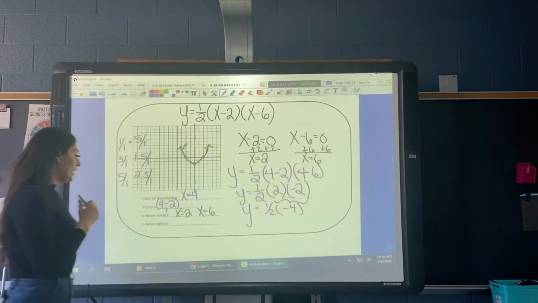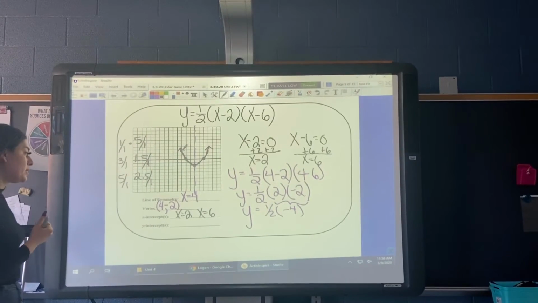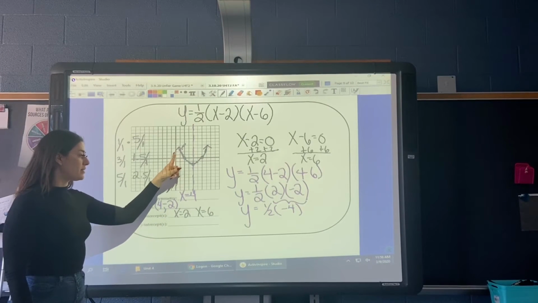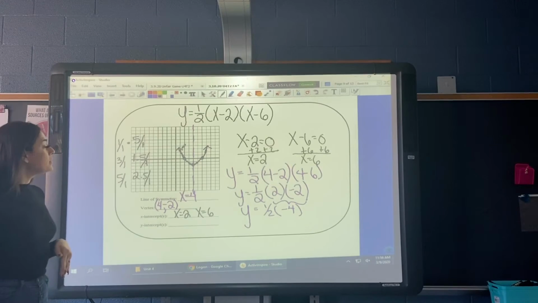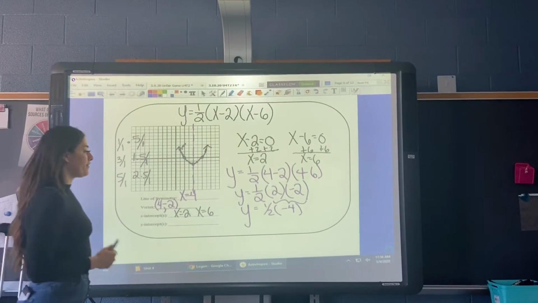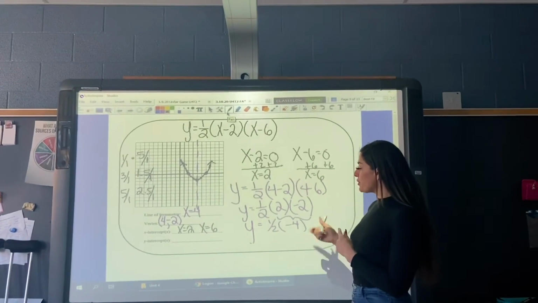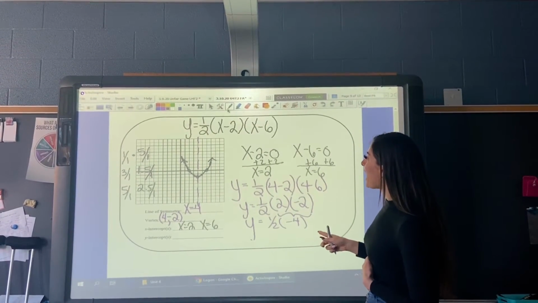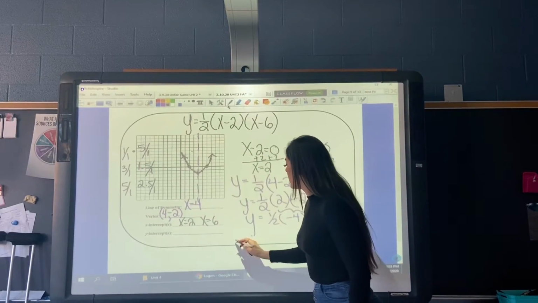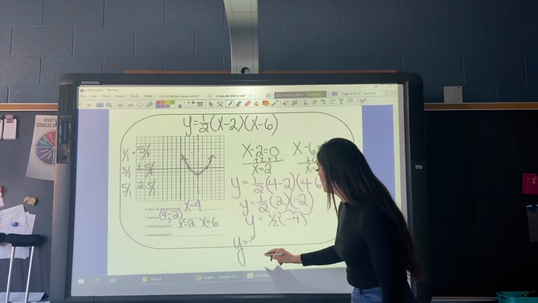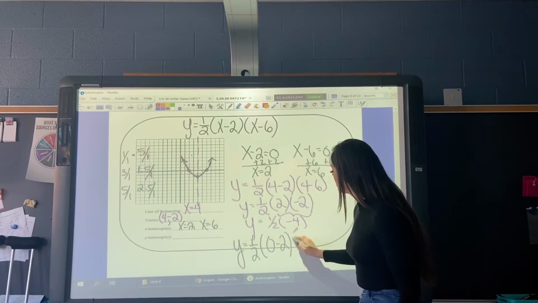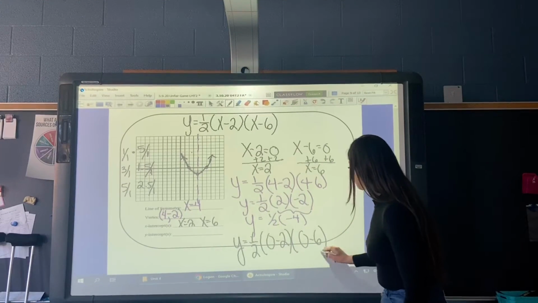Okay? Last piece I need is my Y-intercept. So your Y-intercept occurs when X hasn't gone side to side at all. So when X equals 0. All I need to do now is substitute 0 in for X in my original equation, and then I'll have all my information. Okay, so on number 2, the last thing that we have to do is find the Y-intercept. So I'm gonna find the Y-intercept by plugging in 0 into my equation. So I'll have Y equals 1/2 times (0 minus 2) times (0 minus 6).